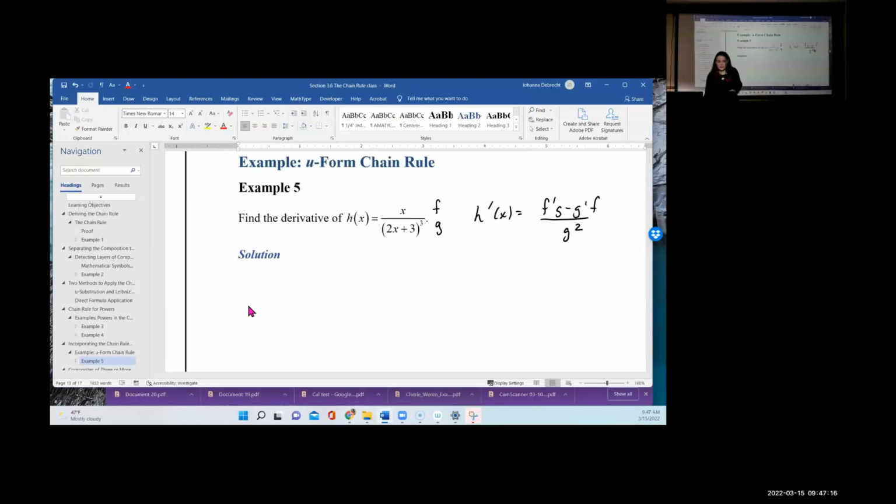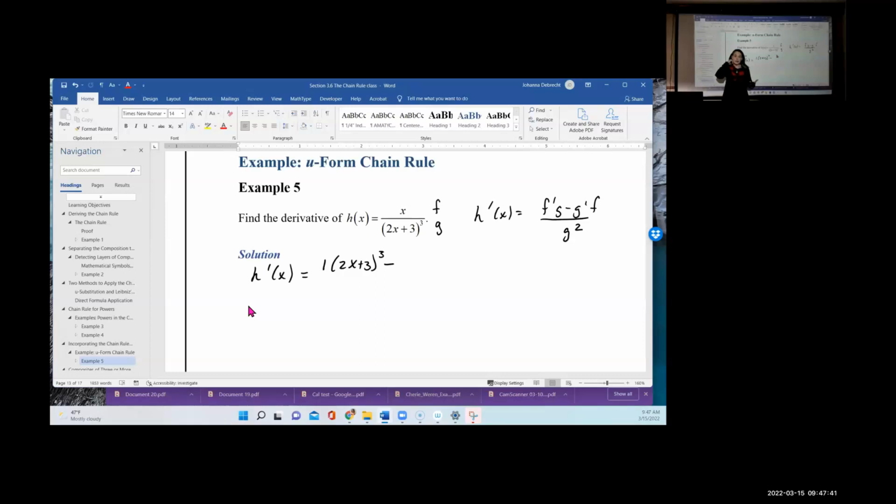All right. The next thing that we want to do is apply the formula. So we're going to come over here. We have h prime of x equal to the derivative of the numerator, which is 1, times the denominator, (2x + 3) quantity cubed, minus. Now we need the derivative of the denominator.